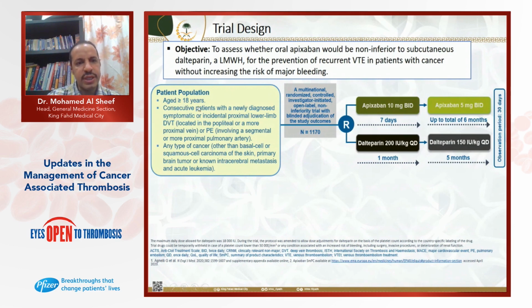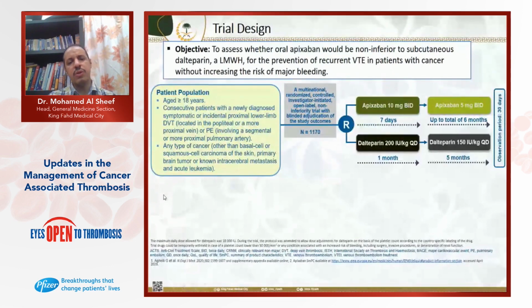The patient population: age more than 18, consecutive patients with a newly diagnosed symptomatic or incidentally discovered proximal lower limb DVT, whether located in the popliteal or a more proximal vein, or PE involving a segmental or more proximal pulmonary artery, with any type of cancer other than basal cell or squamous cell carcinoma of the skin. I think these cancers have very low risk of thromboembolism. They also excluded primary brain tumor or known intracerebral metastasis, because they increase the risk of intracranial hemorrhage. That's why they excluded these patients.